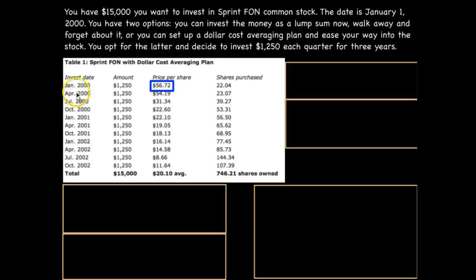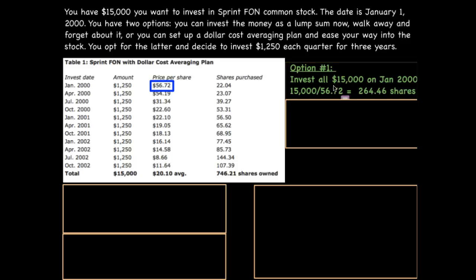Well, up here we have January 2000, the date that you received your inheritance, let's say, or you have your $15,000, and the price per share is $56.72. If you want to buy this stock, you would invest $15,000 into the shares that you would purchase. So let's see how many shares you would buy.